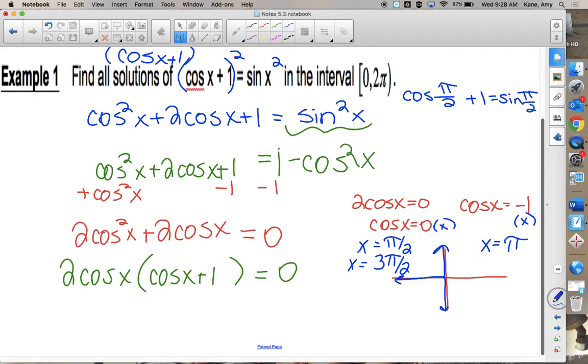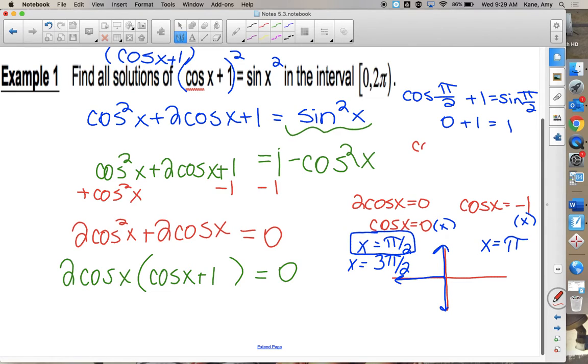What is the cosine of pi over 2? Up here. 0. What is the sine of pi over 2? 1. Does 1 equal 1? Yes. Okay, so we know that pi over 2 is good. I'm going to put a box around that.